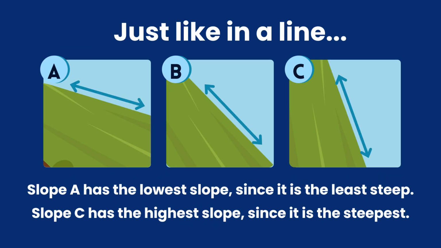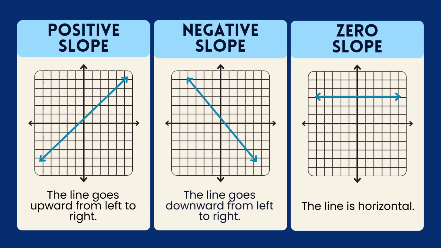Just like the mountains, lines can have different steepness. Slope A is the smallest slope. Slope B is the largest slope. When we talk about slope, we are really talking about how steep something is. There are three main types of slope. A positive slope goes up from left to right. A negative slope goes down from left to right. And a zero slope is completely flat, like a horizontal line.